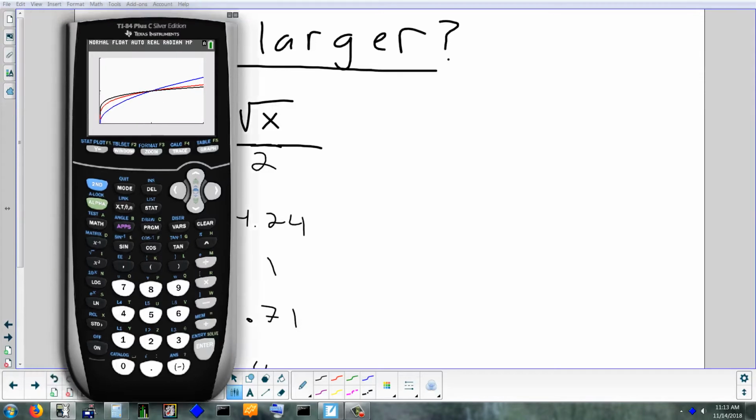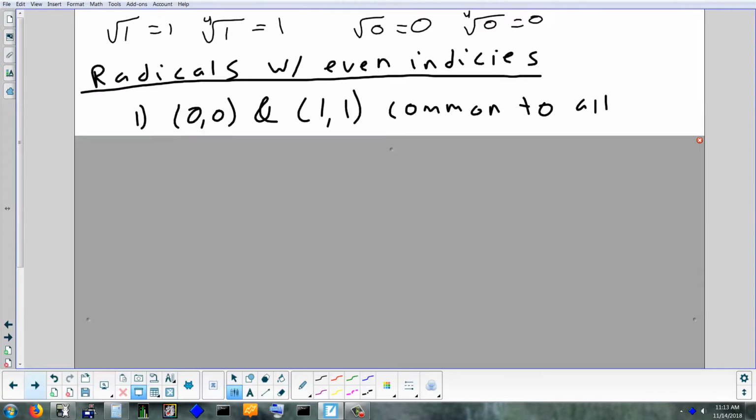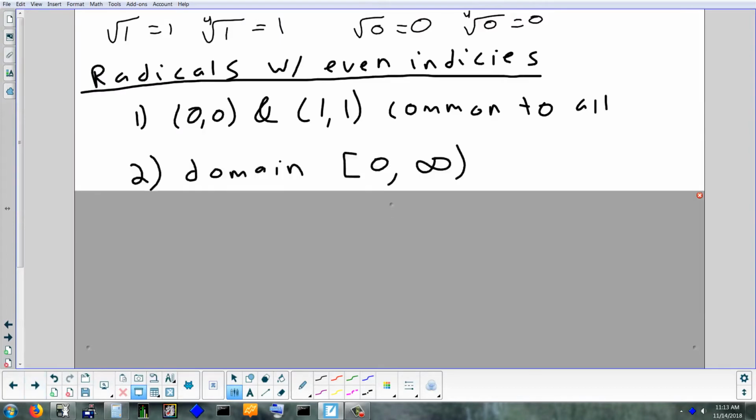Now, if you look at them, they only go in one direction. They don't go into the negatives. When I zoomed out, you could see they all started at the origin. So the domain is 0 to infinity. We said that earlier. You cannot plug negative numbers into even roots. It doesn't work.